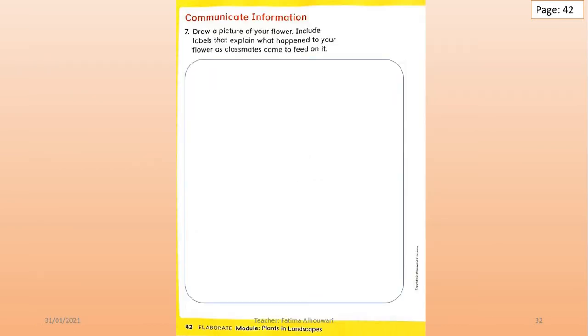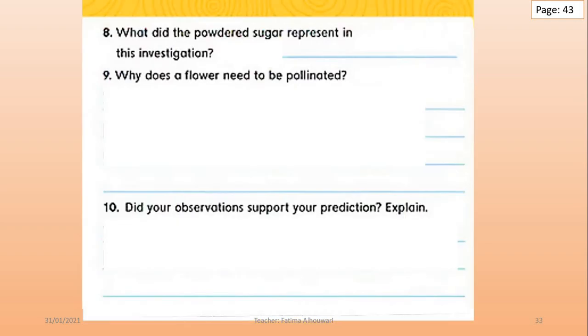Draw a picture of your flower. Include labels that explain what happened to your flower as classmates came to feed on it. And then try to answer these questions. Question number 8. What did the powdered sugar represent in this investigation? What do you think? Did you say pollen? If so, you are totally right.